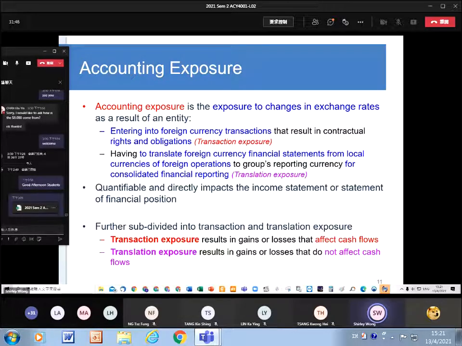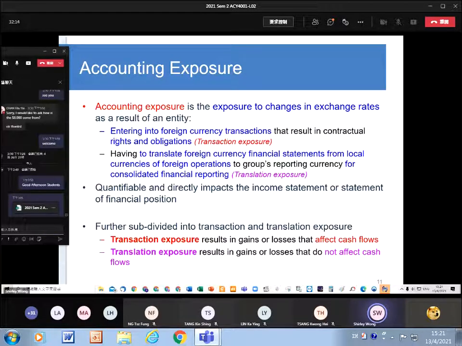Then we will suffer the foreign exchange exposure because of the changes of the exchange rate. For this foreign exchange exposure, we divide it into accounting exposure and operating exposure, and we will ignore the operating exposure. The accounting exposure we divide into two types. The first is called transaction exposure. The second is called translation exposure. So what is the difference between transaction exposure and translation exposure?